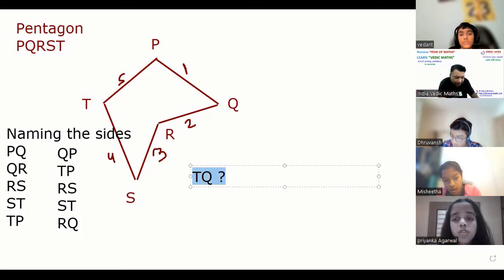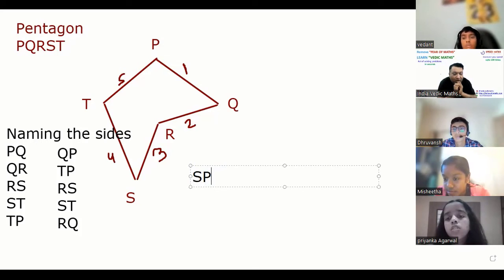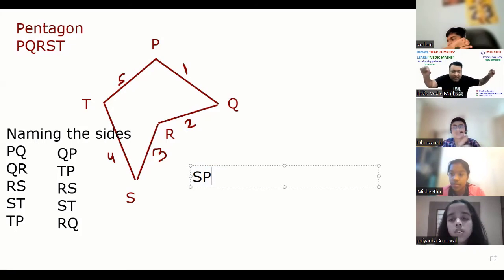Tell me, Najah, is SP the name of a side of a pentagon or no? So SP is wrong, because it is cutting across. It is not an external side, right?